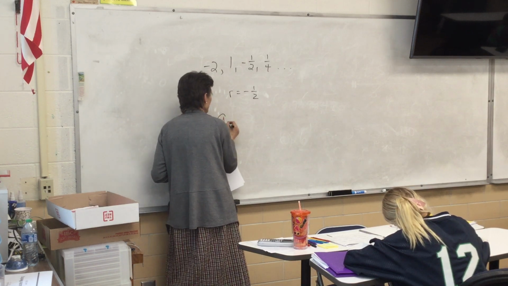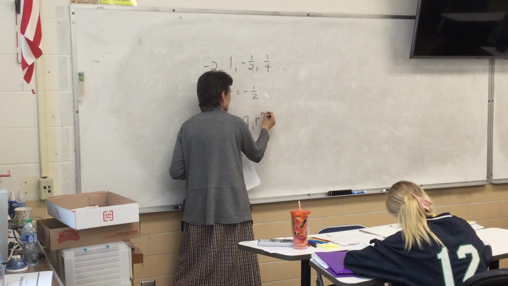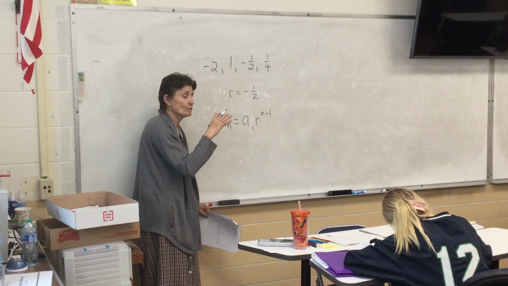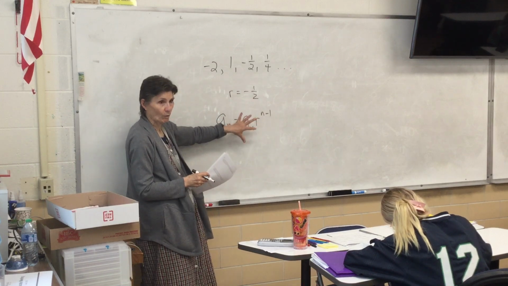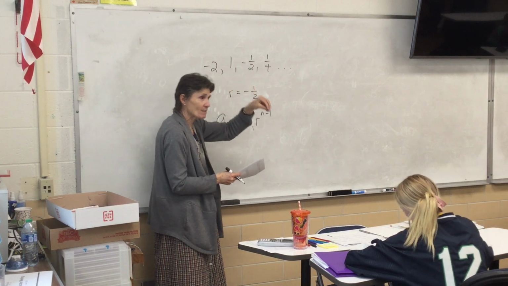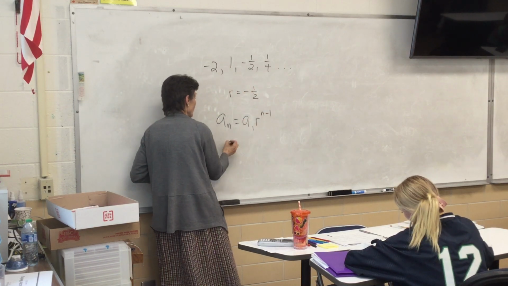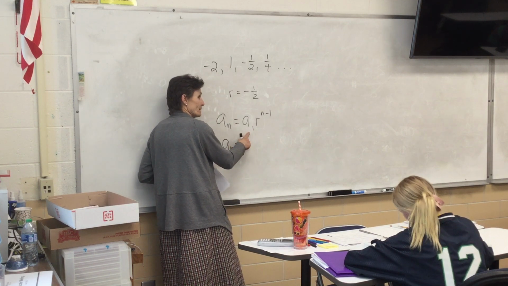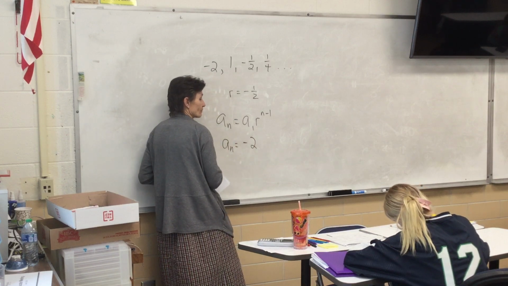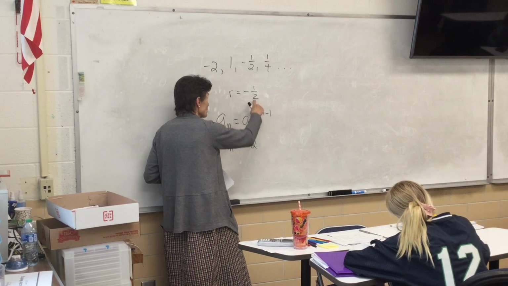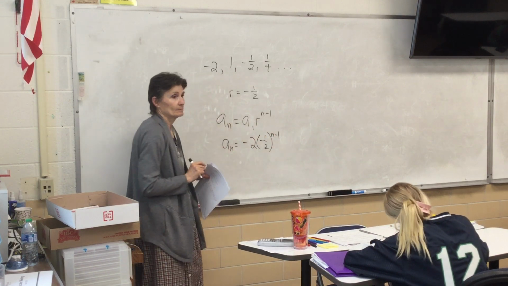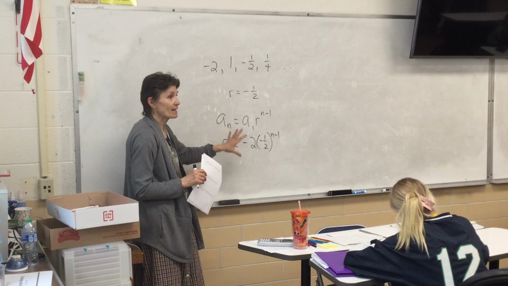So our formula for geometric is this. And when you are writing your own, now this is the general geometric formula. This is for all geometric sequences. When you write one for a specific sequence, you just plug in whatever your first term is. This stands for first term. So your first term is -2. Then you put in your ratio, which is -1/2. And that's it. That's your formula.